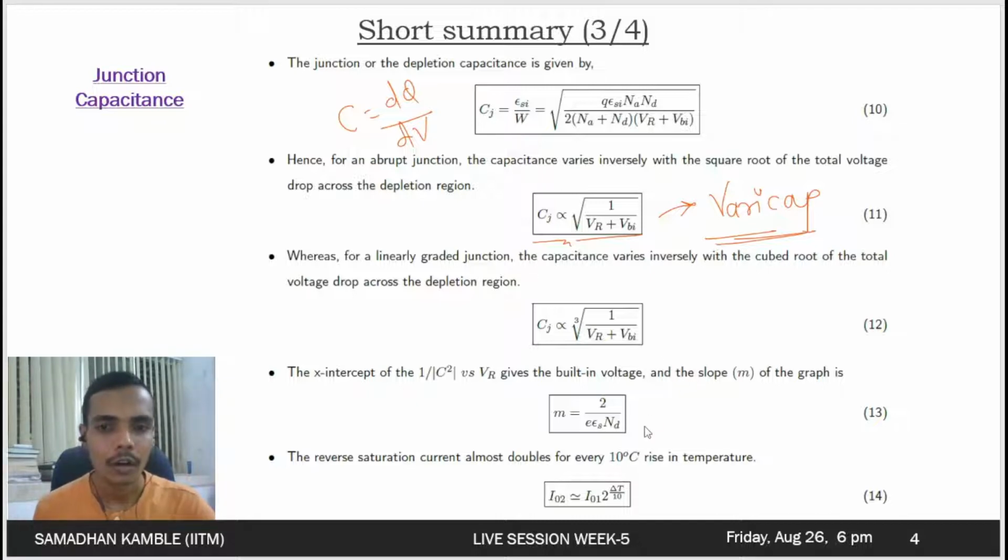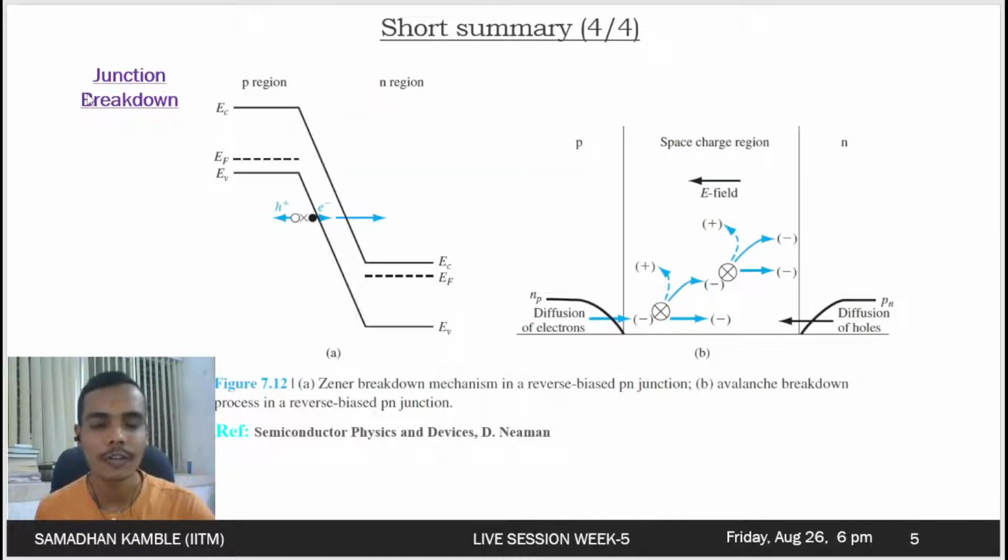Also, we considered the reverse saturation current variation with respect to temperature. The reverse saturation current almost doubles for every 10 degrees centigrade rise in temperature. This is approximately the relationship for the reverse saturation current as a function of temperature rise. Then we finally moved to the concept of junction breakdown.